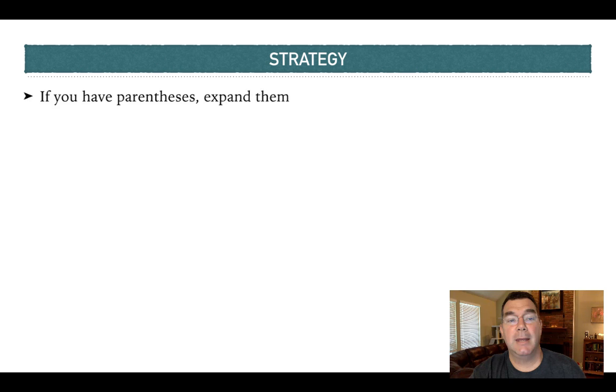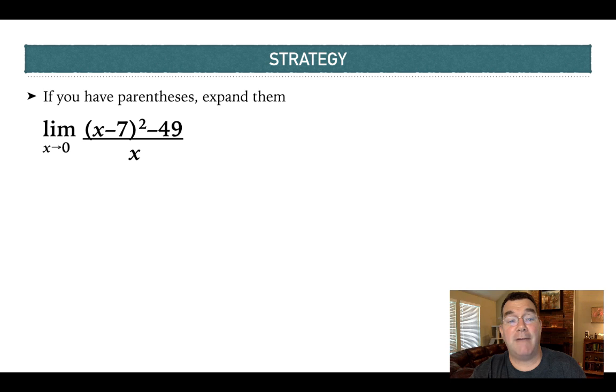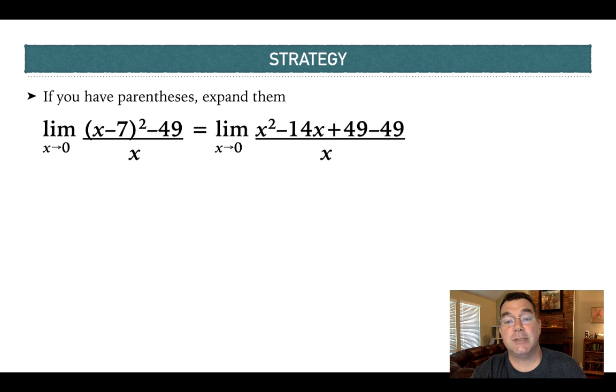All right. Another strategy, if you see you have parentheses in your function, you might try expanding those. So if I have x minus 7 squared minus 49 all over x, if I were to replace x with 0, I would get 0 over 0, so I'm going to have to find another way to do it. So let's expand the parentheses, and I will get x squared minus 14x plus 49 minus the 49 that was already there all over x.